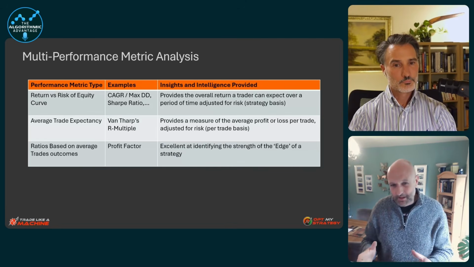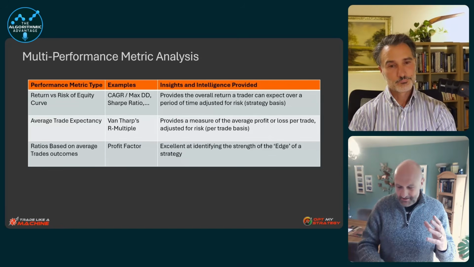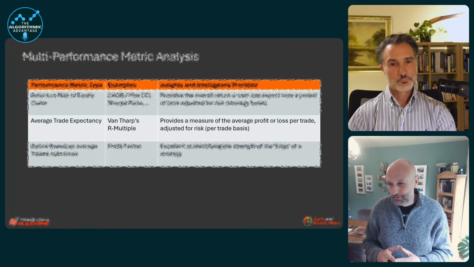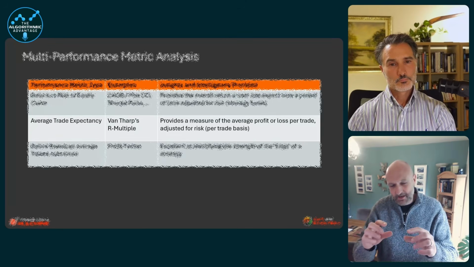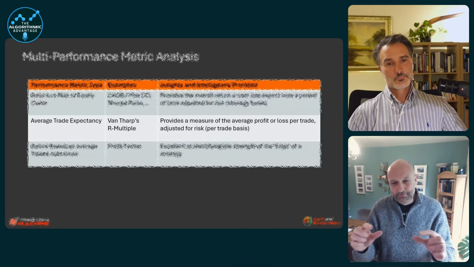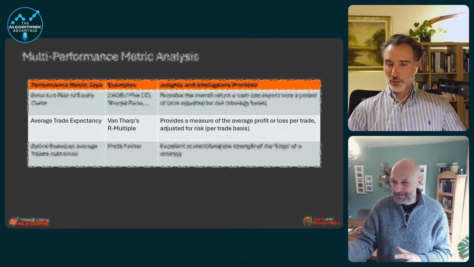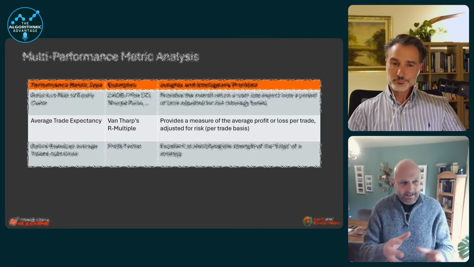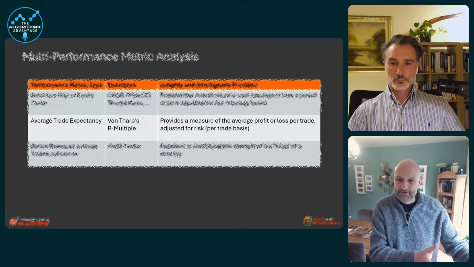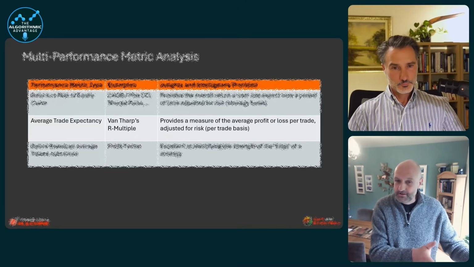The problem lies when you start to say, which is the best metric? If you choose a metric, so you might choose Van Tharp's R multiple, you're only seeing a small sliver of the full story here. You're not getting the full picture. And if you choose another metric that is in one of these other categories, again, you're seeing a different sliver of information and intelligence about the optimizations and the back tests that you've performed.